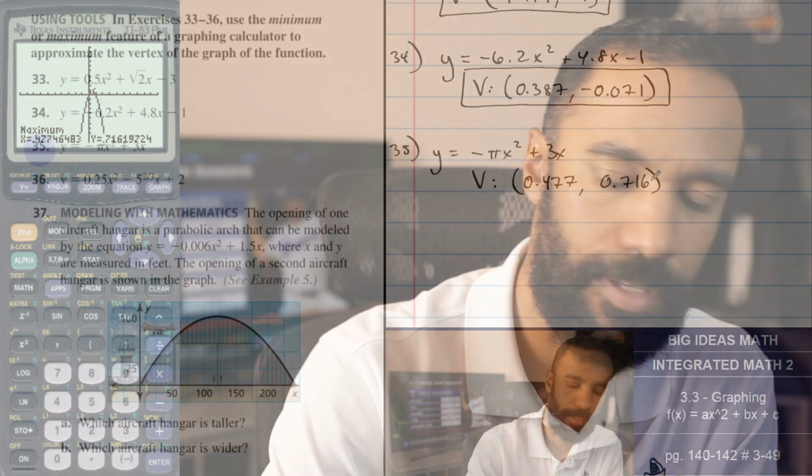Sorry, I wasn't sure if they were going to say tell us whether it was a min or max. No, they just said use the min or max feature. So 0.477 and 0.716. So there's that one.